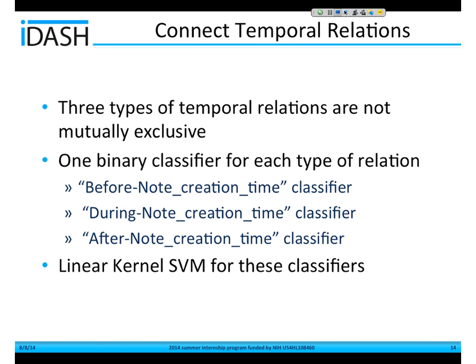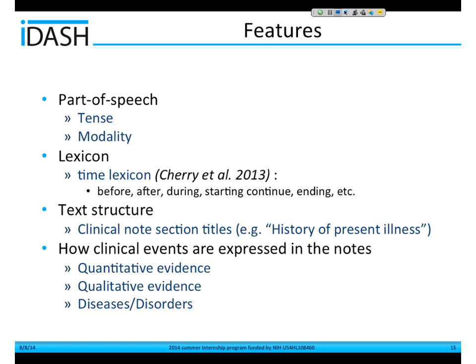In this set, all the 3 types of temporal relations are not mutually exclusive. So I decided to build 3 classifiers, one for each type of relation. And I use a linear kernel SVM for this classifier. For the features, I choose to use part of speech, which could indicate the tense or the modality in the sentence. I will also use the time-like sequence, like before, during, and after.